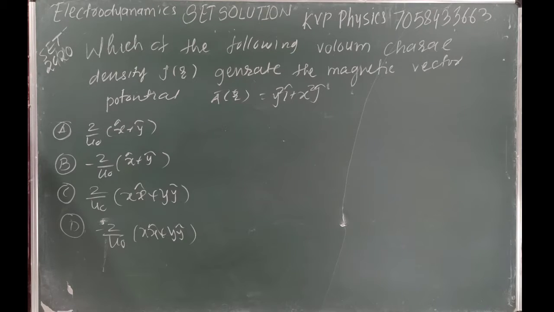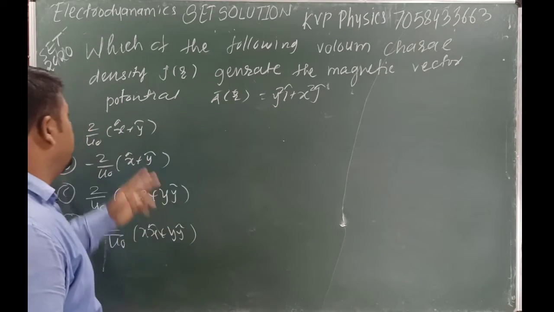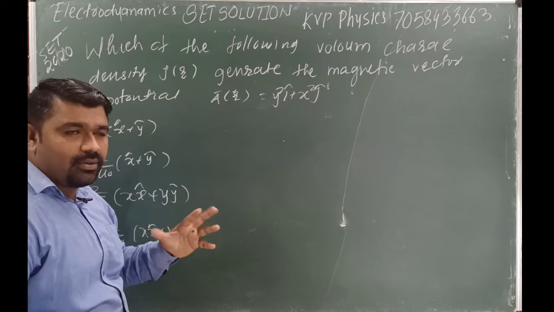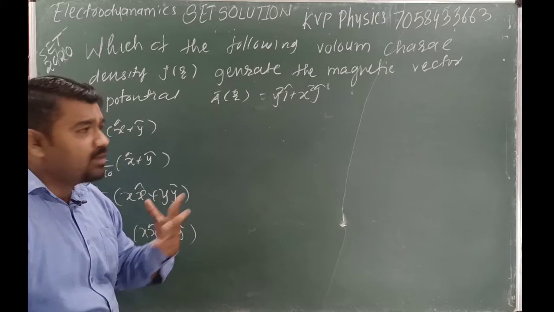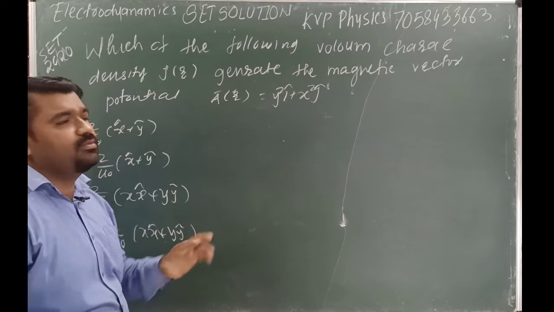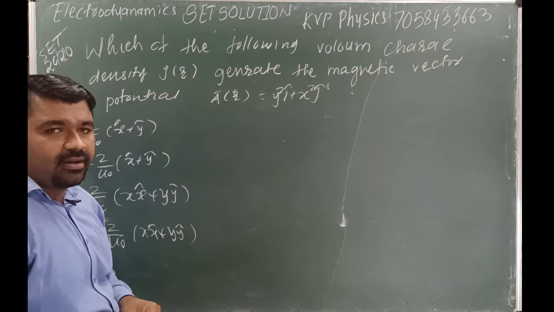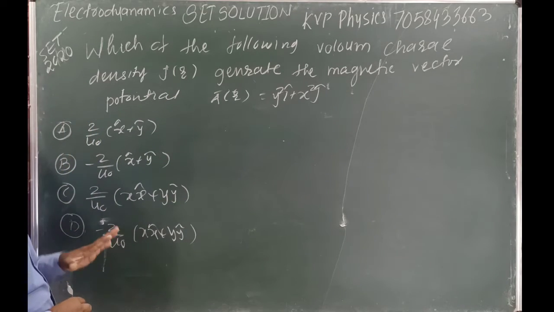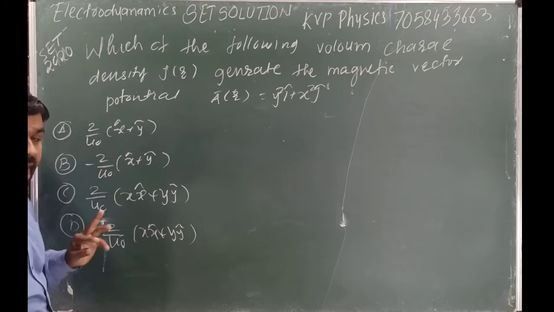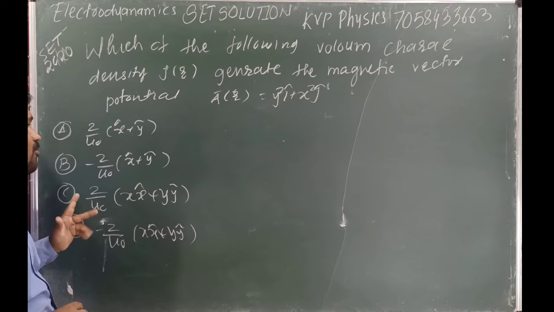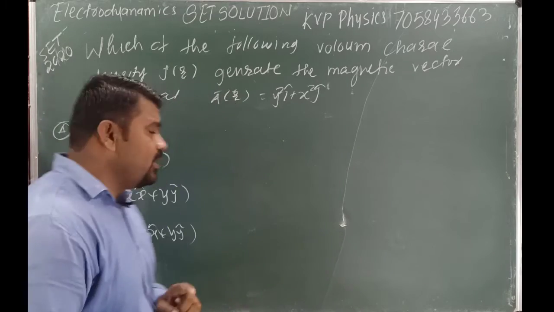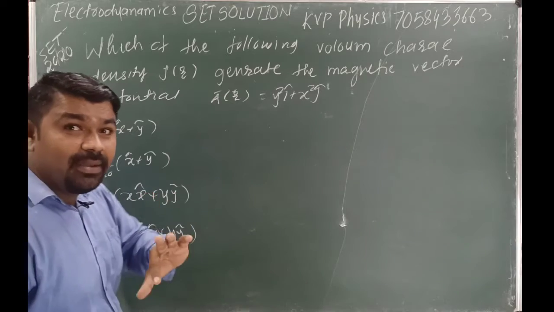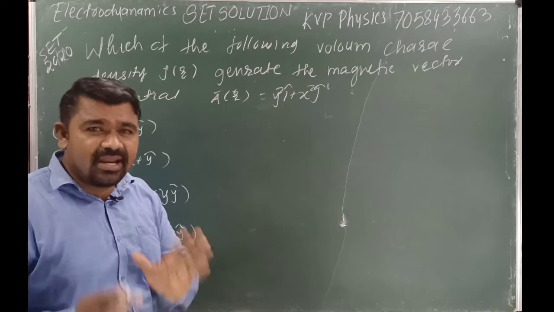Next question. Which of the following volume current density J of R generates the magnetic vector potential A of R? Here they have given 4 options. Out of the 4 options, each 2 options have plus and minus signs, which means the sign is important. Always memorize that the sign is important, because 2 options will be the same and differ only in signs.